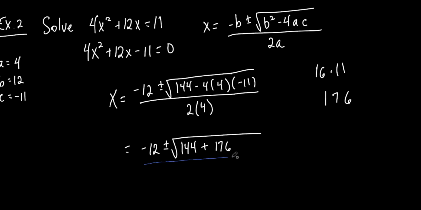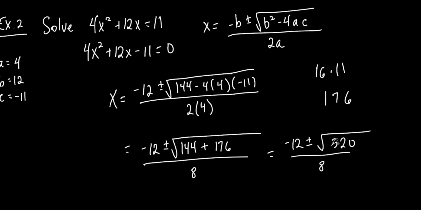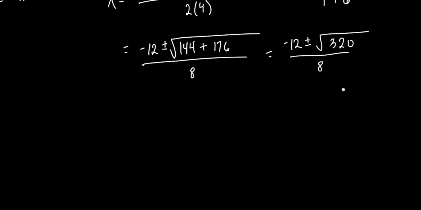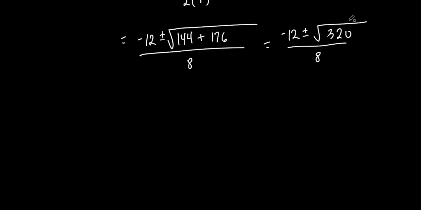176 over what? 8. Let's go to the right. Negative 12 plus or minus square root. What's that big old number? 320 over 8. Now, this is where it gets a little bit complicated because you got to know how to simplify your square roots. Do you know how to simplify something like that? It doesn't come out to a nice even number, but you can simplify it though.